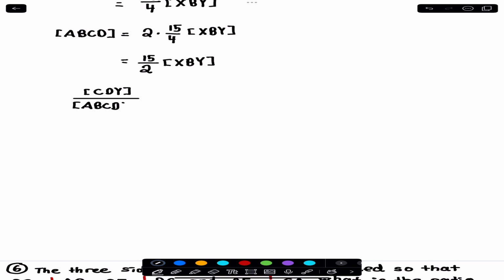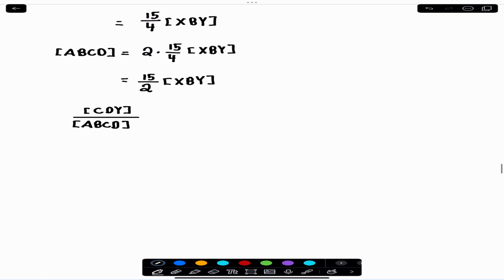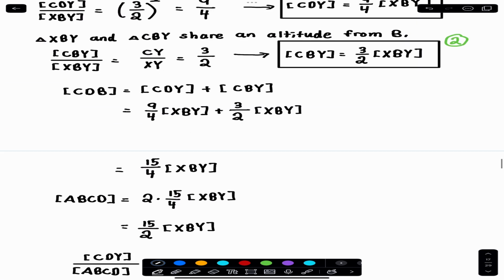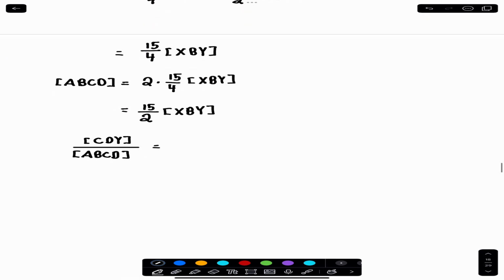So of the giant parallelogram ABCD, how much space does CDY take over? CDY is equal to 9 over 4 times XBY. ABCD is 15 over 2.